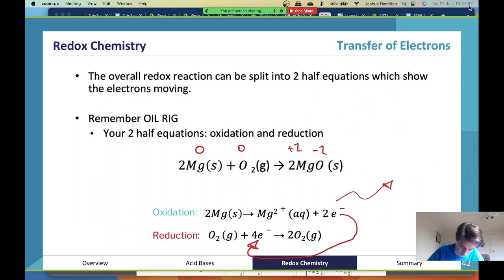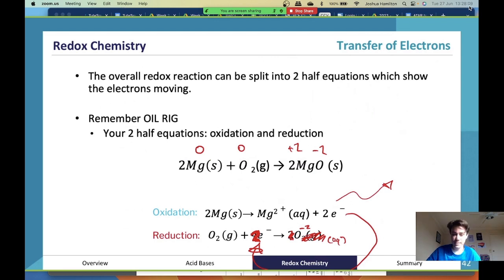I don't know why this is wrong, first of all. This one is wrong, by the way. Let me fix this second equation here. But this is going to be O2-, and this is going to be, I believe, aqueous, and then this should be 2. This half equation down here is just wrong. I do apologize. But that is what it's going to look like there. So you're going to have the electrons actually flow around into here. And that's where that's going to go.